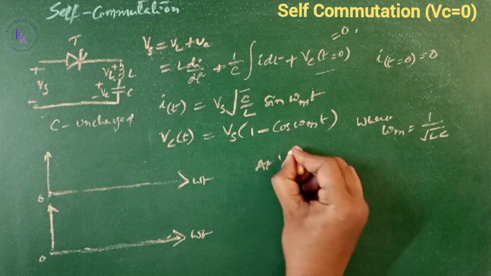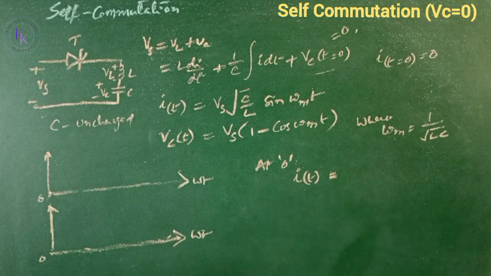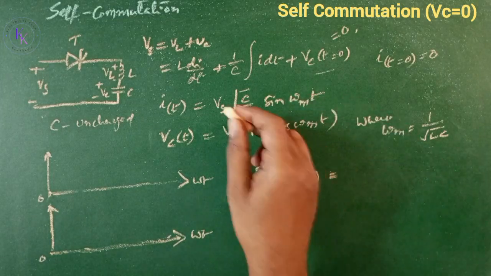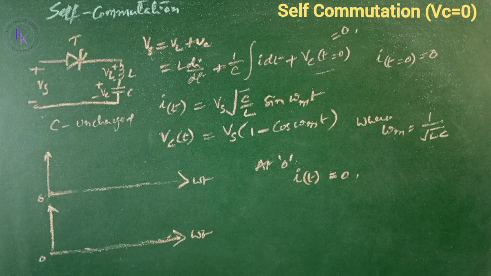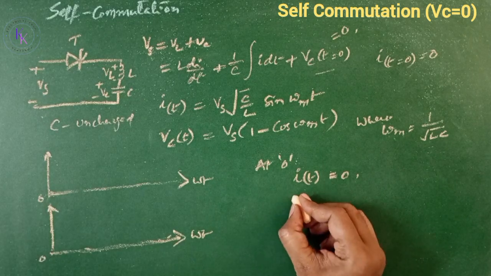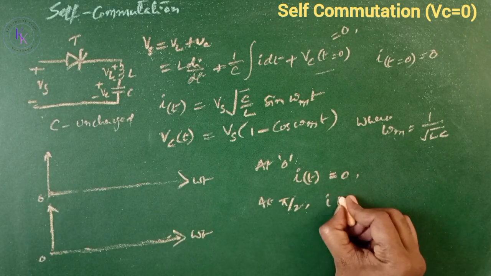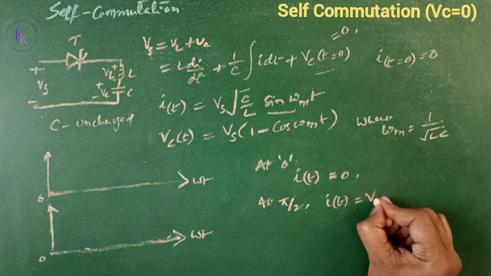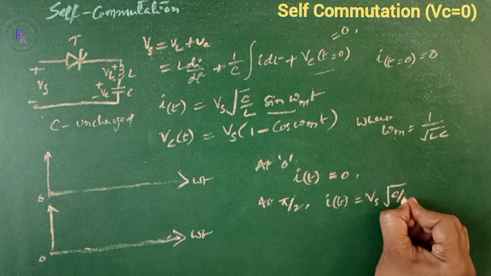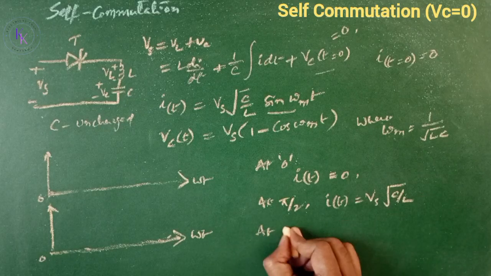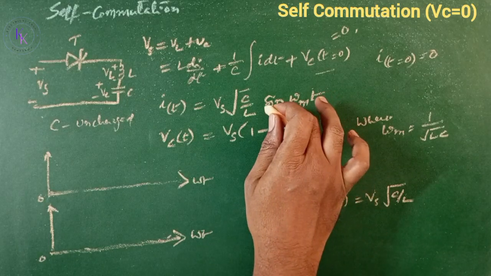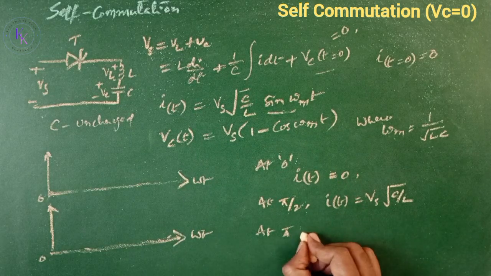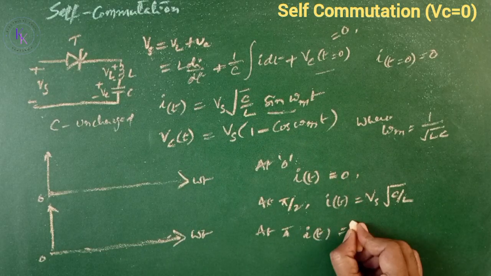At 0 degrees, sine 0 is 0, so I of t equals 0. At pi by 2, I of t will be maximum since the sine value is maximum at 90 degrees, and is given by Vs square root of C by L. And at pi, sine pi is 0, then I of t at pi equals 0.